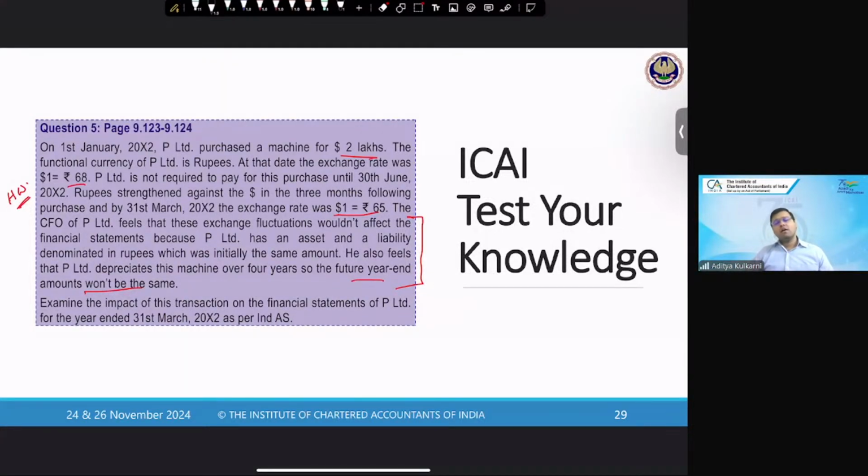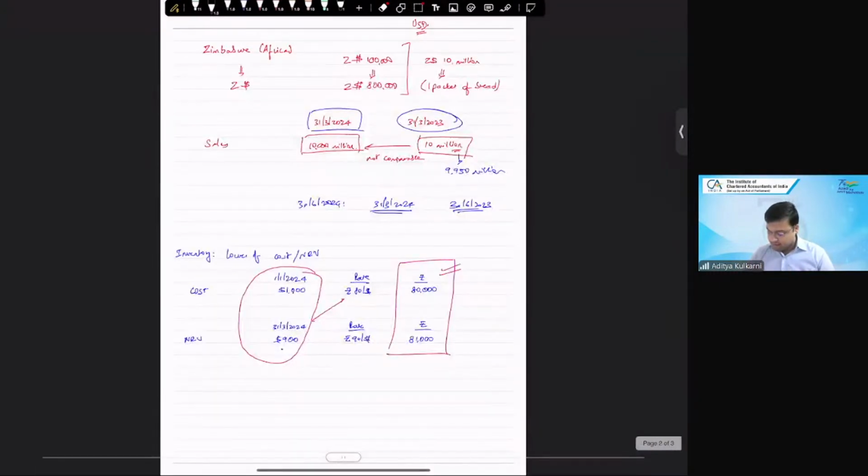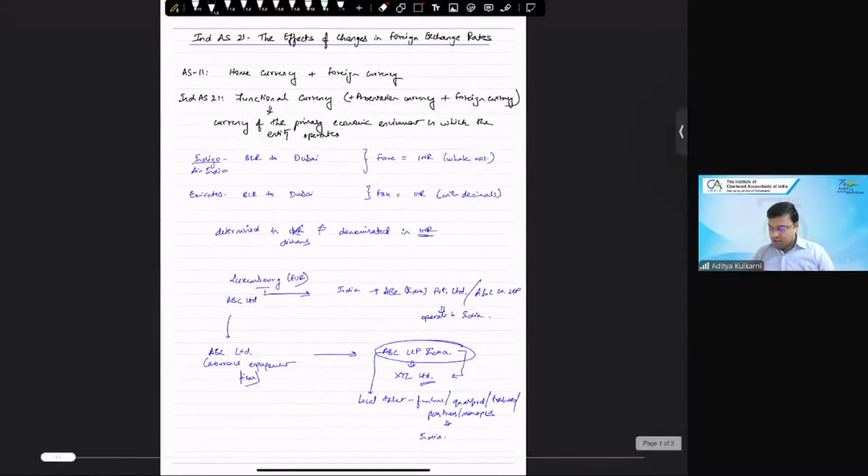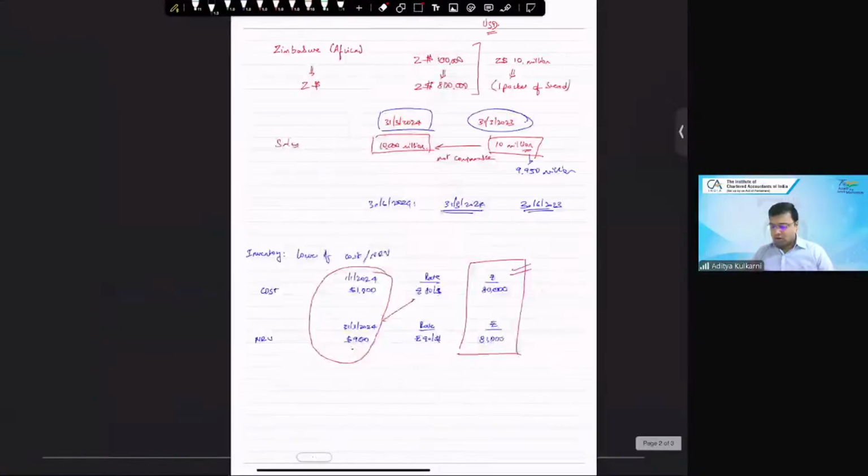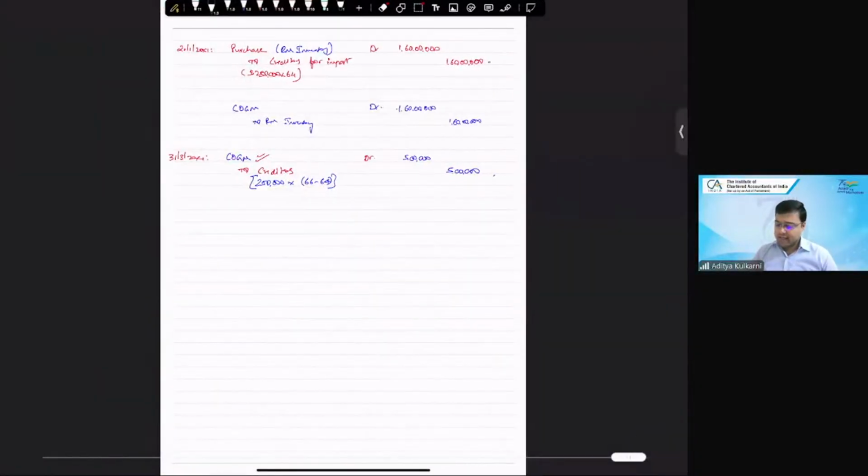Then we saw certain foreign currency transactions, some things which you are already aware of. I don't have to add anything to that. So we had closed our discussion at this point of time, if I am not wrong. Now we shall move on to the next set of concepts.